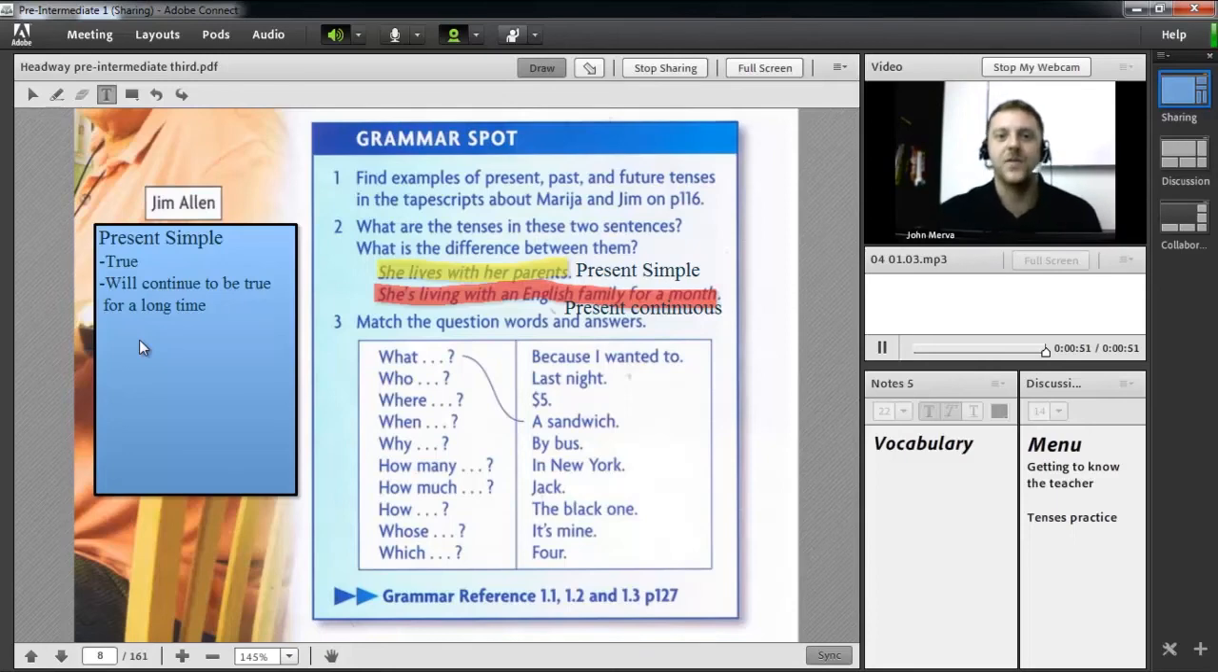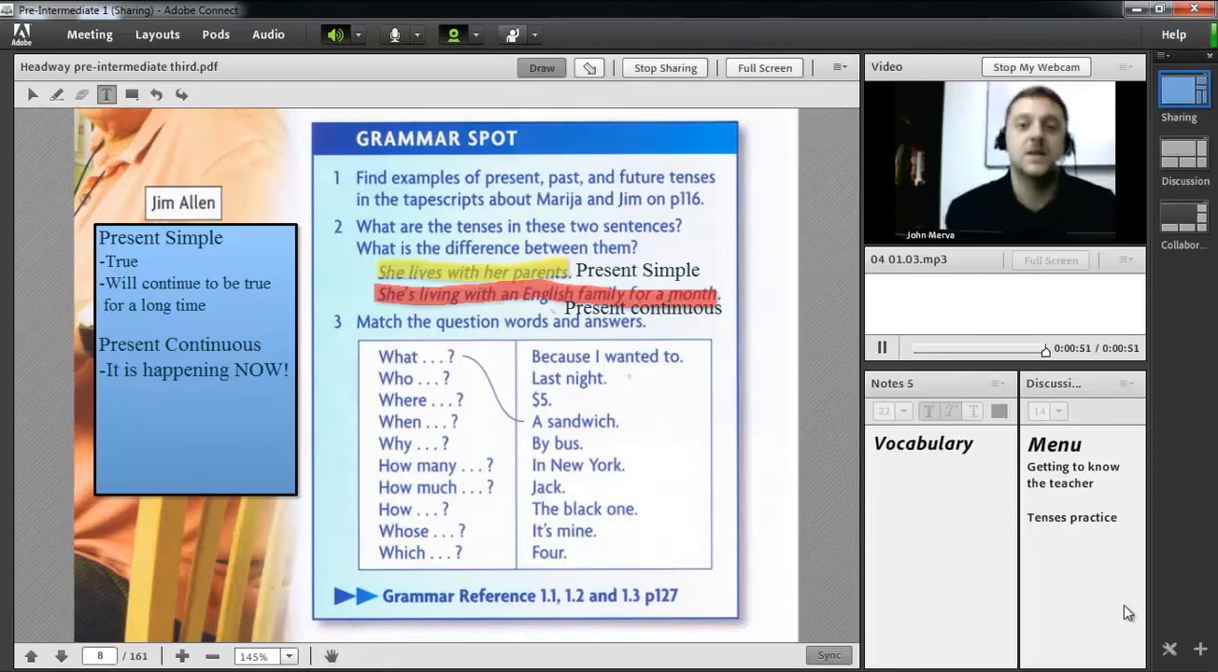The next sentence, she's living with an English family for a moment, is slightly different to the present simple in that it's not something that is likely to be true for a long time, but it's more important that we know it is happening exactly now. It's important then that we know that when we are using the present continuous, we are talking about something that is happening exactly now. For example, at the moment, present continuous, I am talking to you. You are sitting down and you are studying.